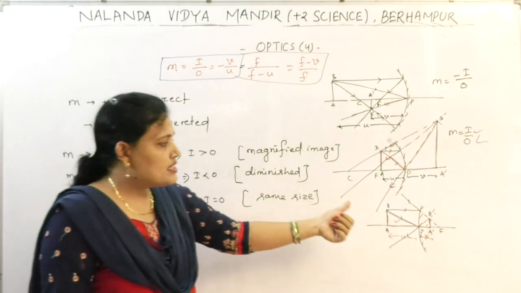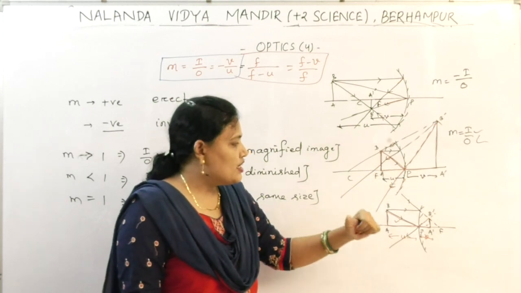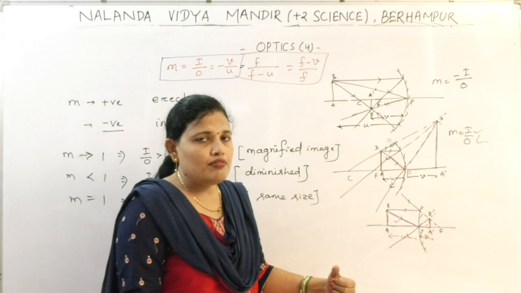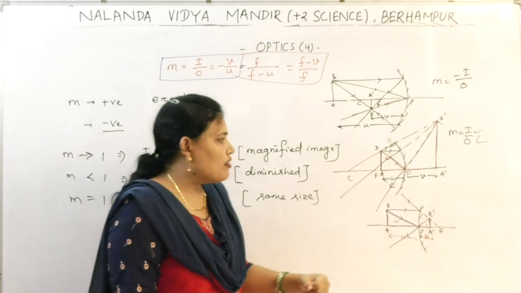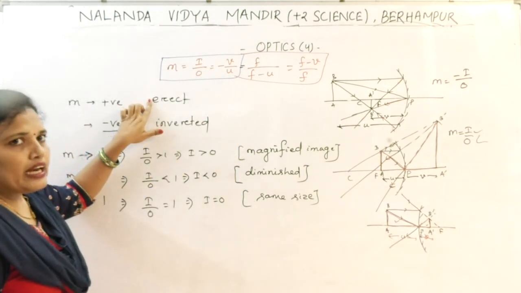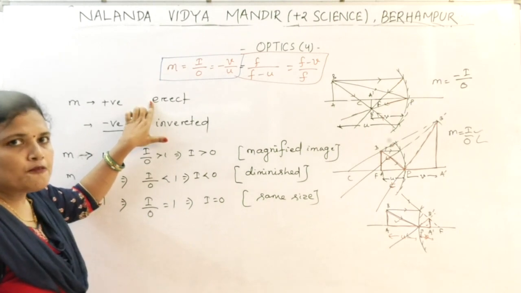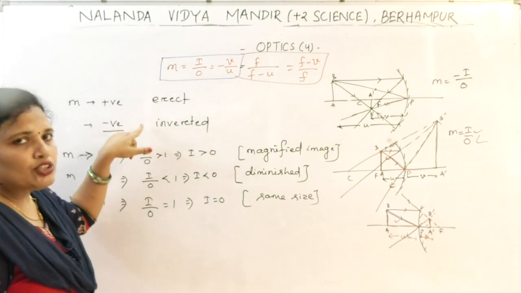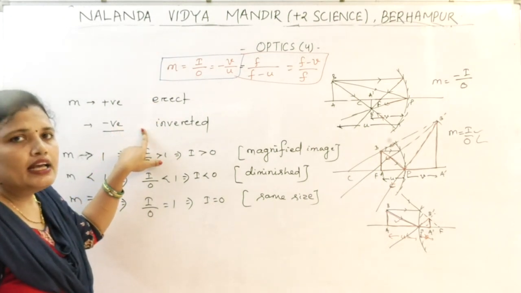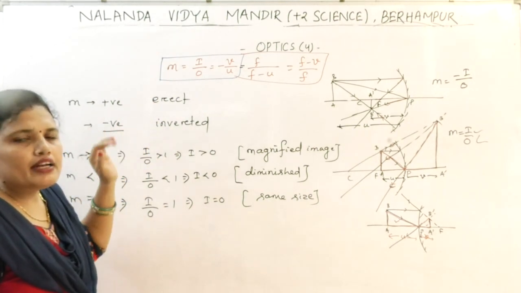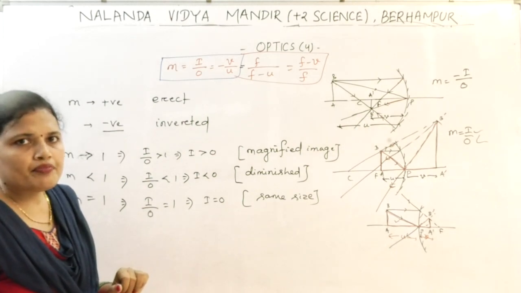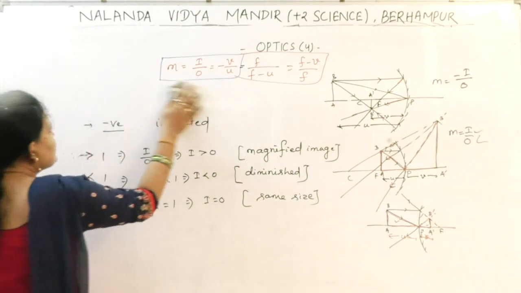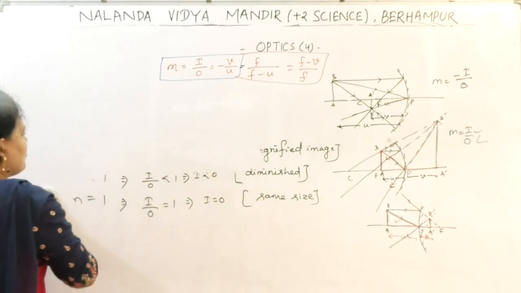In which case is the image erect? If the object is within the focus in case of a concave mirror, and at any position in case of a convex mirror. So for the convex mirror, the image we get is always erect. And for the concave mirror, we can get either an erect image or an inverted image depending upon where the object is kept. Okay? Next. This is all about the linear magnification.